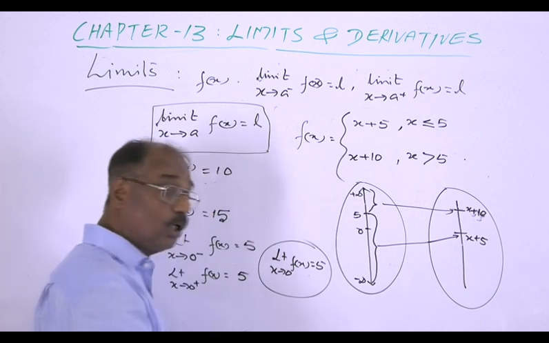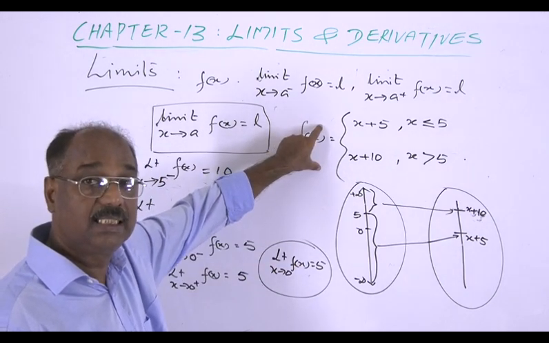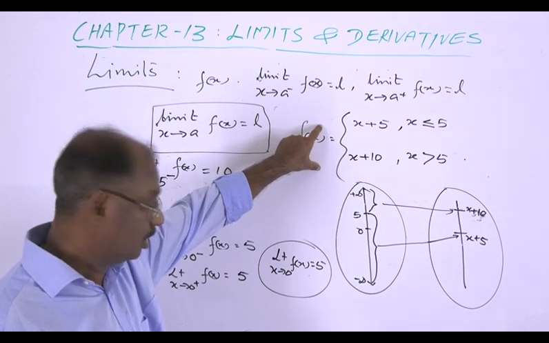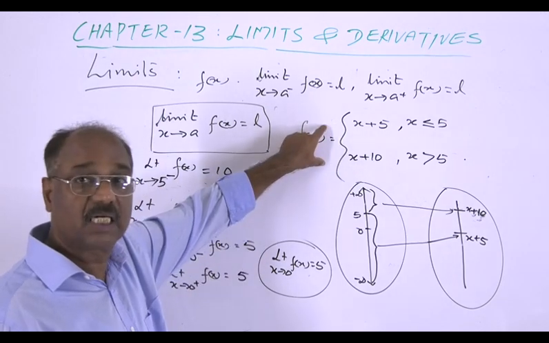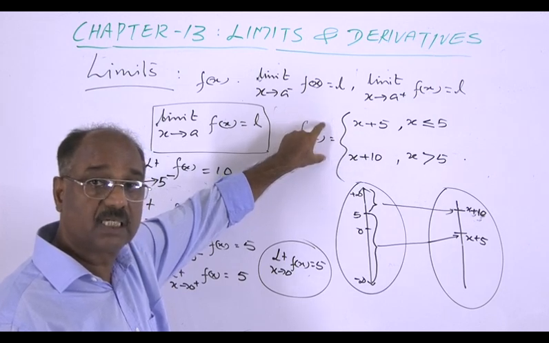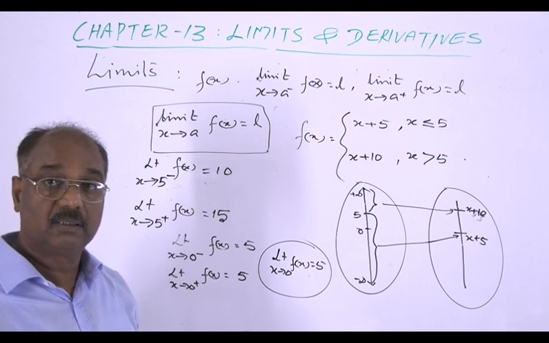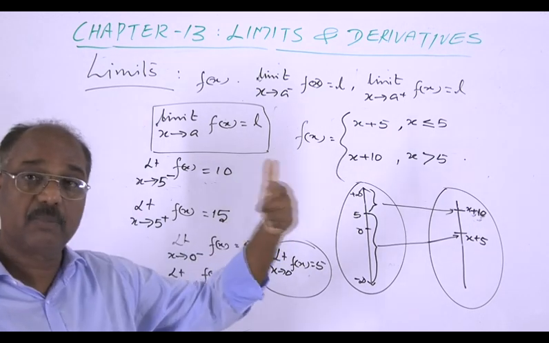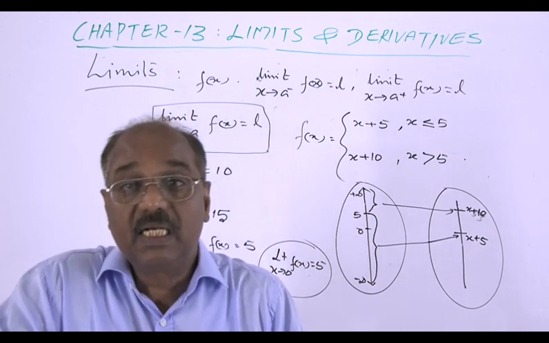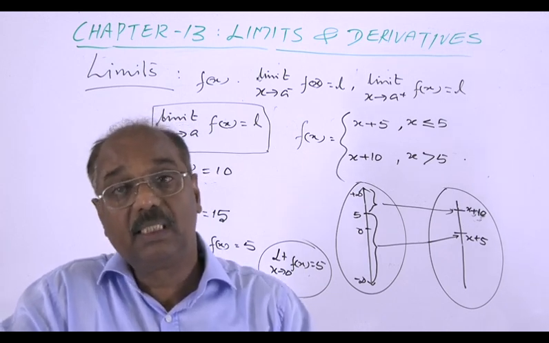So at x equal to 0, this function has a limit, but at x equal to 5, this function has no limit. So it is the same function, but at different points the situation is different in the case of limits. Okay, we can have more examples in the next video.